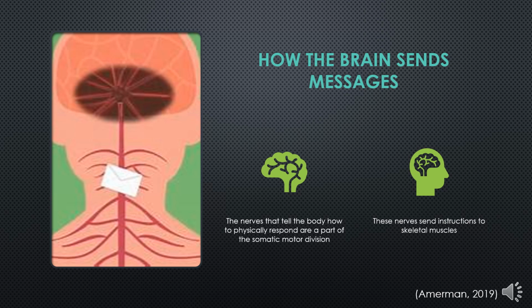If the body needed to physically respond, in this case, it could either be by pressing down on the gas pedal to enter the intersection or by pressing down on the brake to avoid entering the intersection. The information would be associated with the somatic motor division, which is composed of neurons that transmit signals through spinal nerves to skeletal muscle.